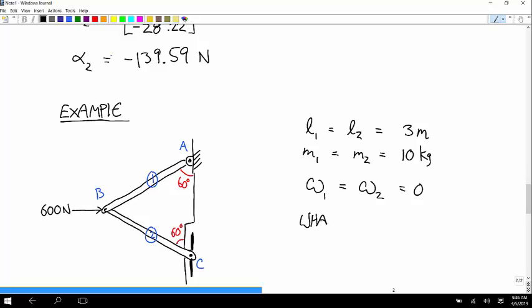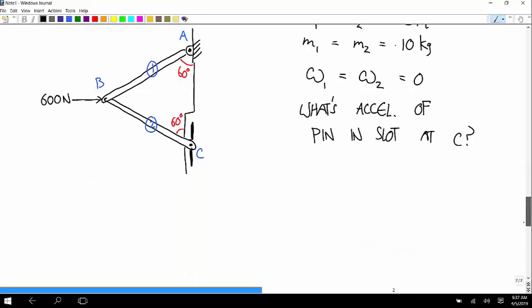So we want to calculate the acceleration of the pin in the slot at C at that instant. Okay, well, let's just look at this and see if we can figure out how many variables and how many constraint equations we're going to get.